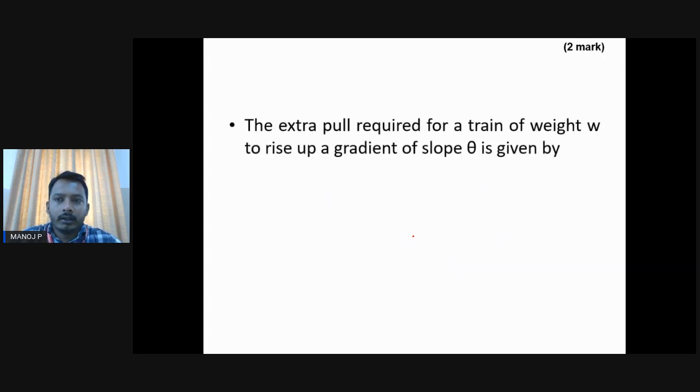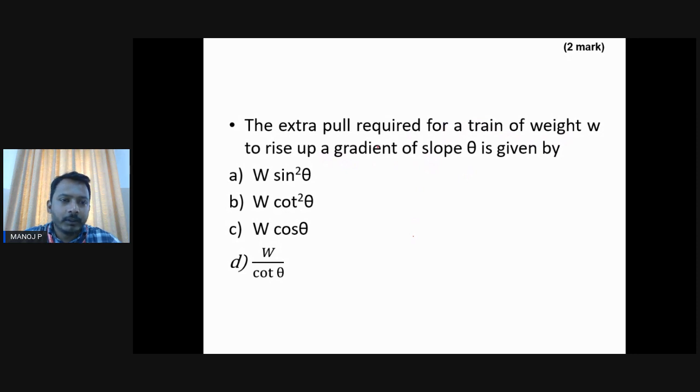Again, 2 marks question. What will be the extra pull required for a train of weight W to rise up a gradient of slope theta? This is very simple. Options are W sine square theta, W cos square theta, W cos theta, W cot theta. The extra pull required is W tan theta. What is tan theta? Tan theta is nothing but 1 by cot theta. In the question, they have not mentioned W tan theta, but they have mentioned W by cot theta. So the correct answer is option D, W by cot theta.